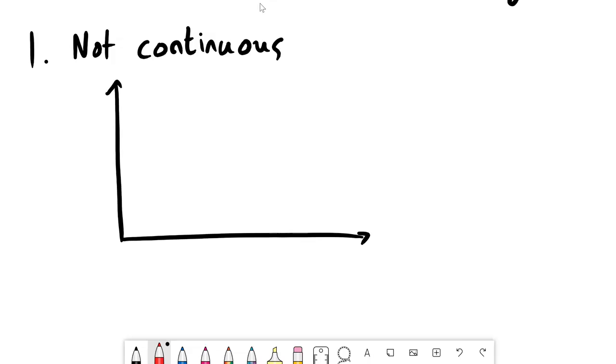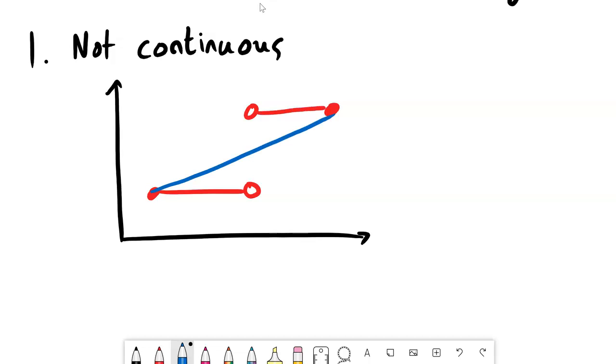If I have a function defined here and here, and let's say it's defined like this, a piecewise function, notice that there is no guaranteed point where the instantaneous rate of change is equal to the average rate of change. So average rate of change is written in blue. There's no tangent line that has this slope.